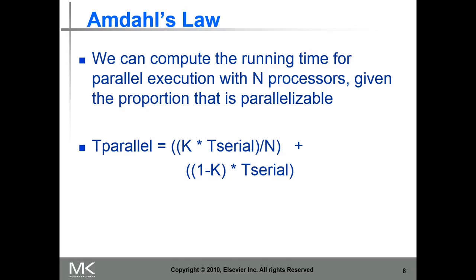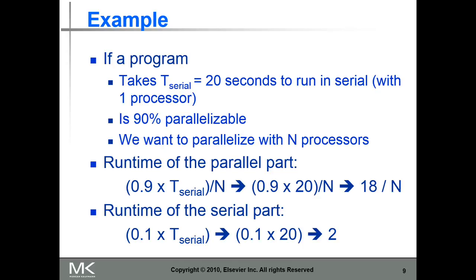All right, so let's look at this and what it can tell us. First, I'll just start off with an example. If a program takes 20 seconds to run in serial with one processor and is 90% parallelizable, and we want to parallelize with n processors.